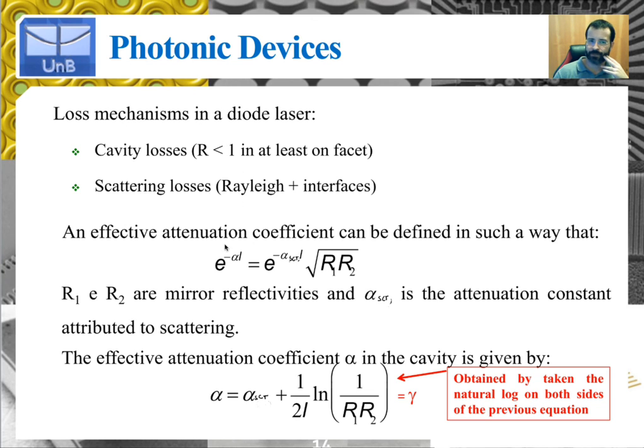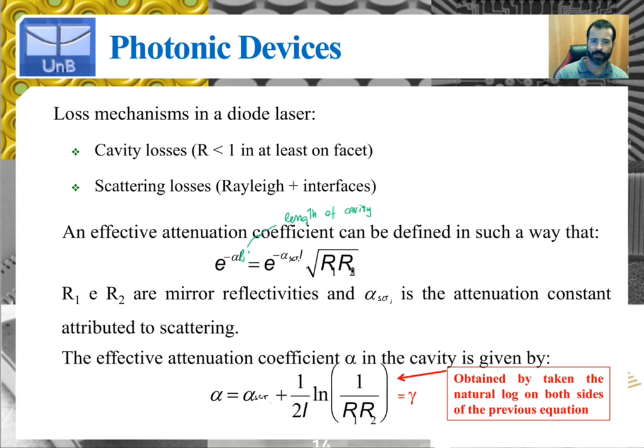And we can define an effective attenuation coefficient for the cavity losses, alpha. This is different than the absorption attenuation coefficient that we've defined here, right? This alpha again will be an effective attenuation coefficient associated with the cavity losses only, and it can be shown that this equation holds, right? e to the power of minus alpha times the length of the cavity, so L here is the length of the cavity, has to be equal to e to the power of minus alpha_sct, which stands for the attenuation constant associated with scattering, Rayleigh scattering and scattering at the surfaces, the interfaces, multiplied by L in the exponent, times the square root of R1 times R2.